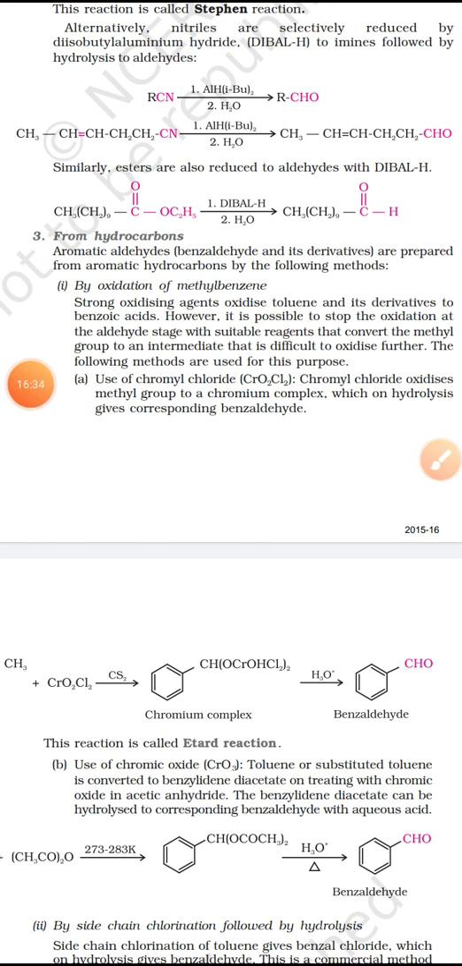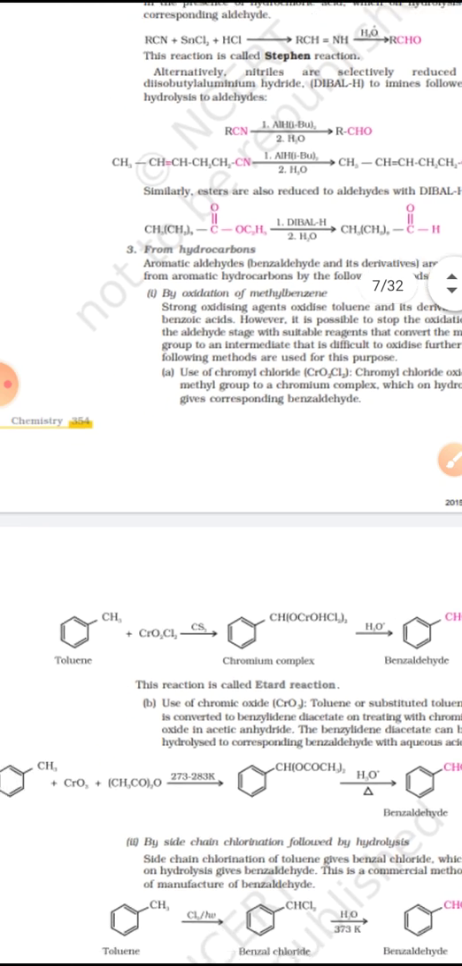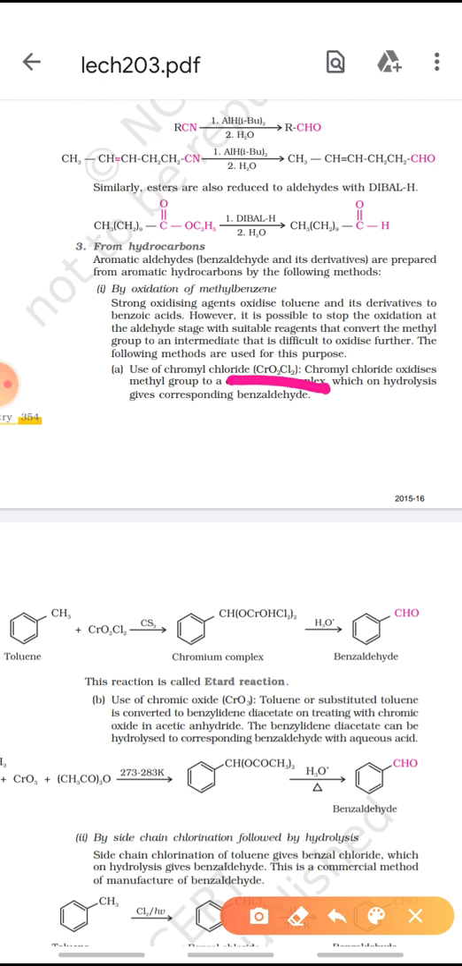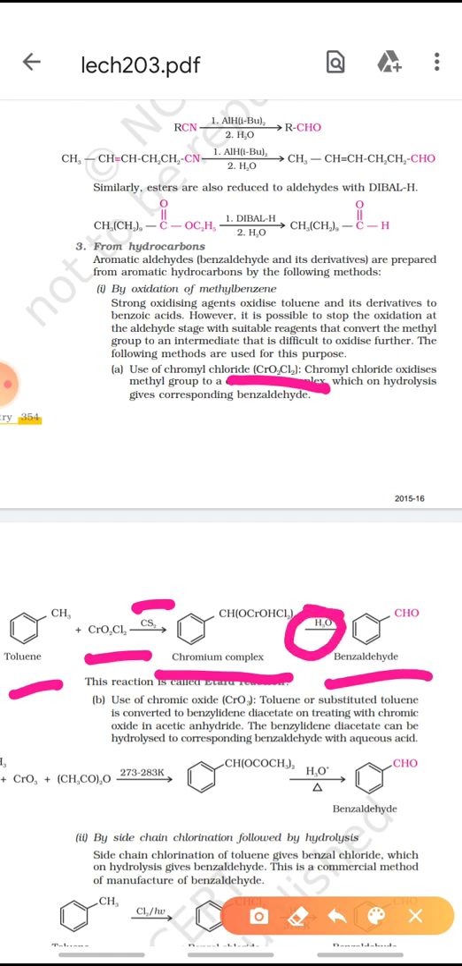Now children, next is from hydrocarbons. The aromatic aldehydes like your benzaldehyde and its derivatives are prepared from the aromatic hydrocarbons, and the method that can be used is by using chromyl chloride, CrO2Cl2. Toluene, when it reacts with chromyl chloride in presence of carbon disulfide, results in the formation of a chromium complex, which further on reacting with hydronium ion results in the formation of benzaldehyde.